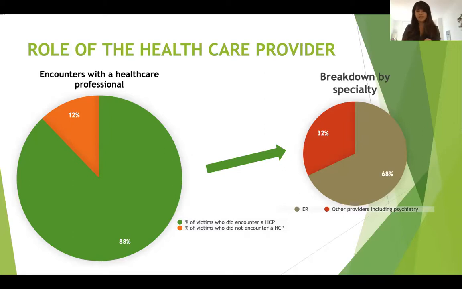And if we take a closer look at the breakdown by specialty, 68% of them are in the emergency room. And a lot of us do work in the emergency room during our training. 32% is other providers, which includes psychiatry. So that's OBGYN, PCP, psychiatry, etc.